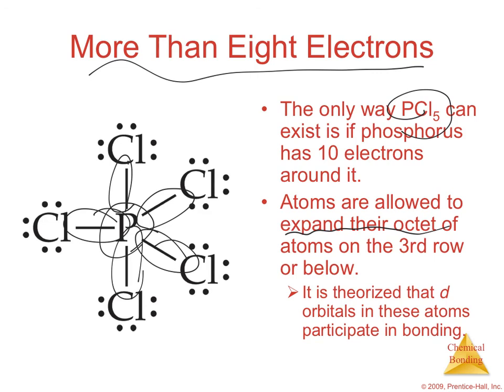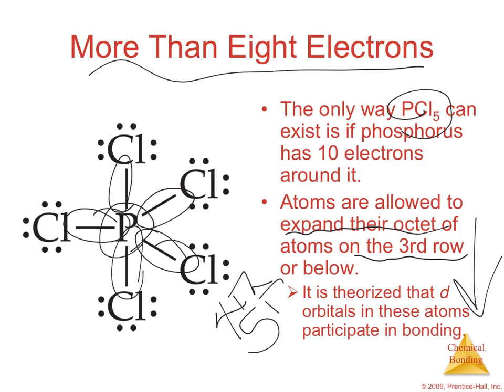And it turns out that every single element that's on the third energy level, third period on the periodic table, or farther down, so the fourth period, the fifth period, the sixth period, all of those heavier atoms can expand their octet to hold 10, sometimes 12, and I think I've even seen occasionally 14. Phosphorus is a real common one.